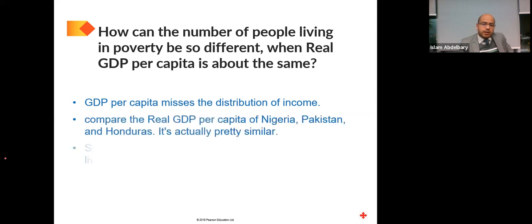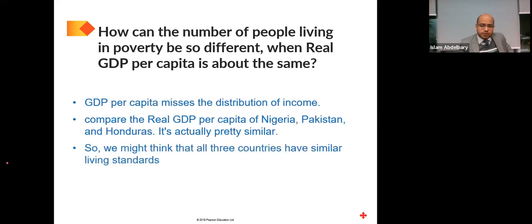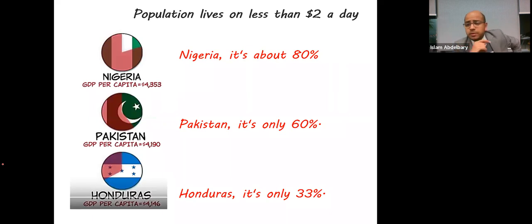So let's have an example about this issue. If we have 3 countries with a similar standard of living from the GDP per capita perspective: Nigeria, Pakistan, and Honduras. The GDP per capita is about 4,000 in Nigeria, the same for Pakistan, the same for Honduras. But the poverty, or people under the poverty line, people earning less than $2 per day, is 80% in Nigeria.